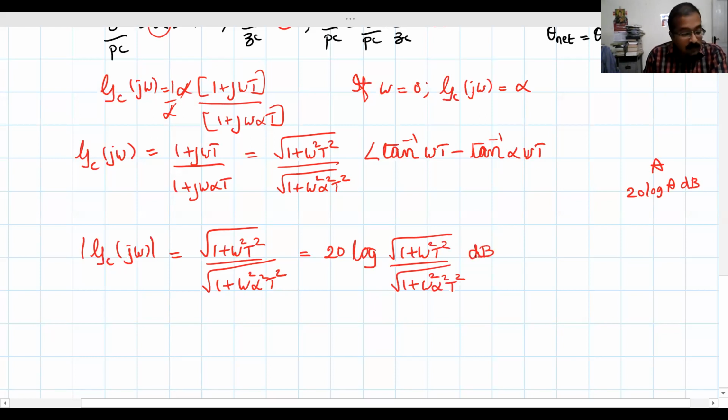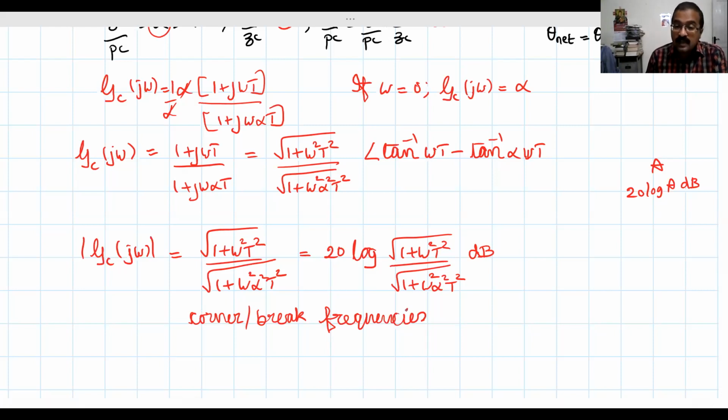Now, here we have two corner frequencies or break frequencies. What do you mean by corner frequency or break frequency? Corner frequencies or break frequencies are those frequencies at which the dB gain plot changes its slope. Frequencies at which the dB magnitude plot changes its slope are called corner frequencies or break frequencies.